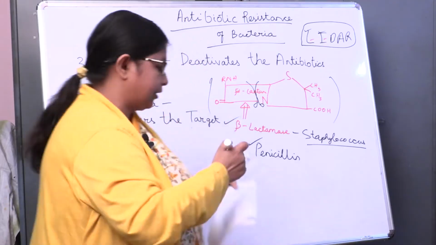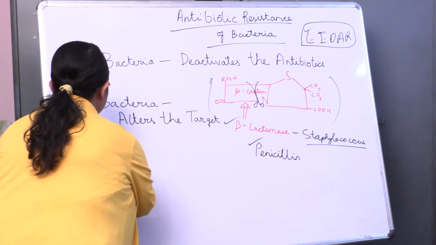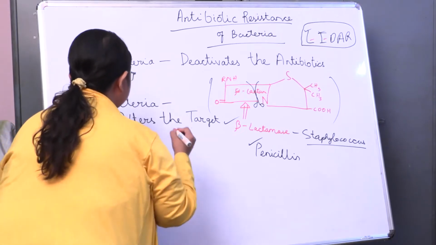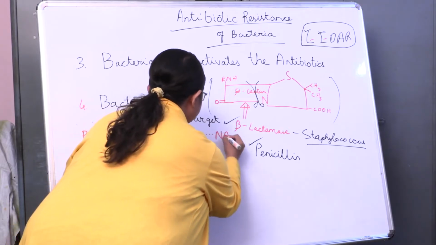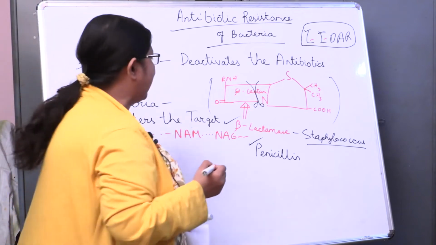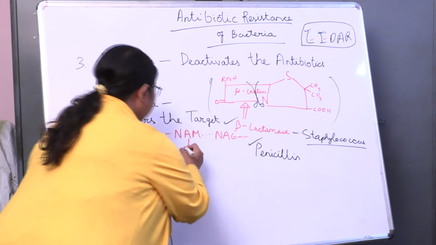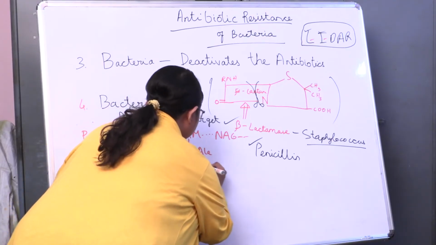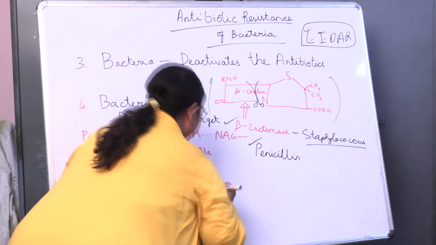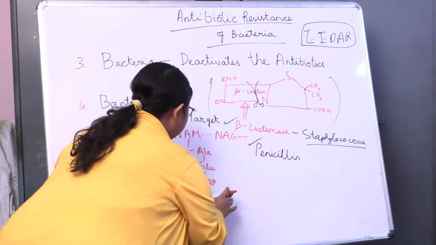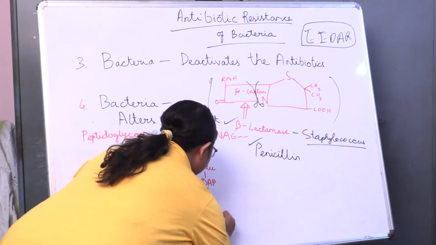Suppose the target is peptidoglycan of the cell wall. It has the sugar moieties NAM and NAG, that is N-acetyl muramic acid and N-acetyl glucosamine. A pentapeptide is attached: L-alanine, D-glutamine, D-aminopimelic acid for E. coli. This is the E. coli pentapeptide structure that I am drawing, peptidoglycan, alanine, D-alanine, again D-alanine.